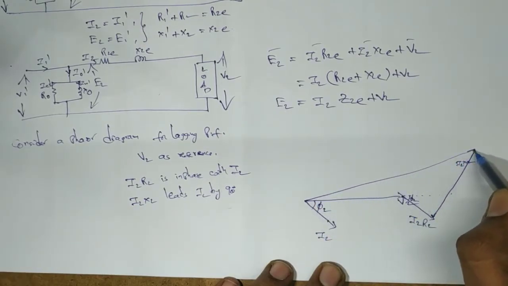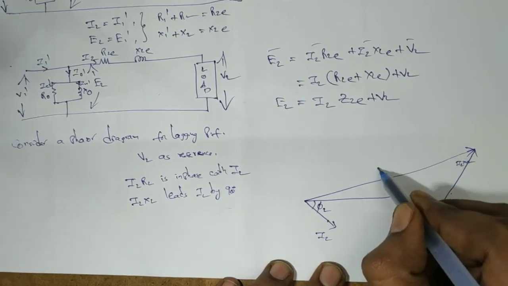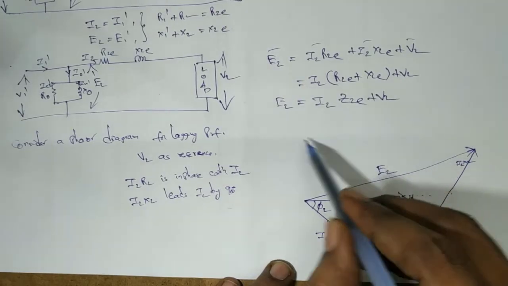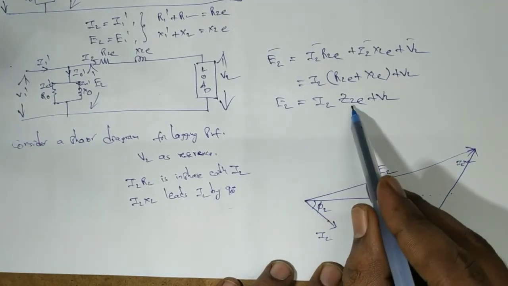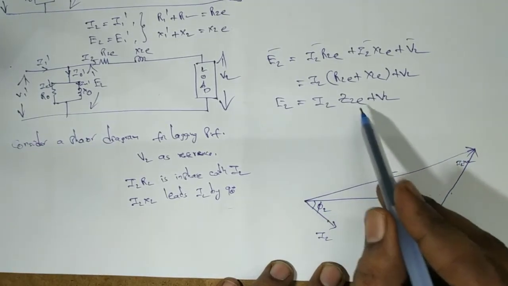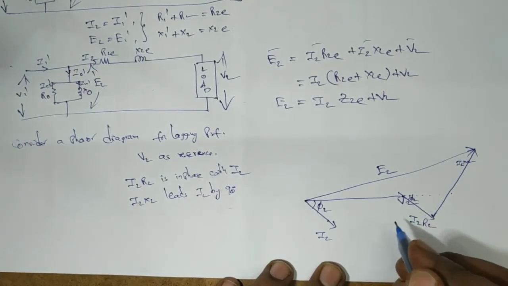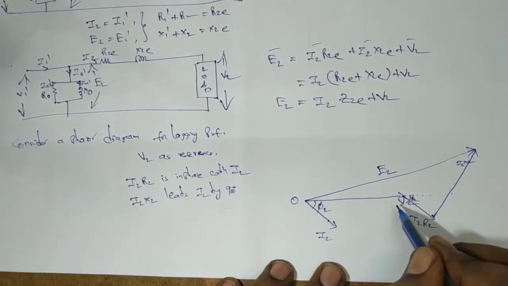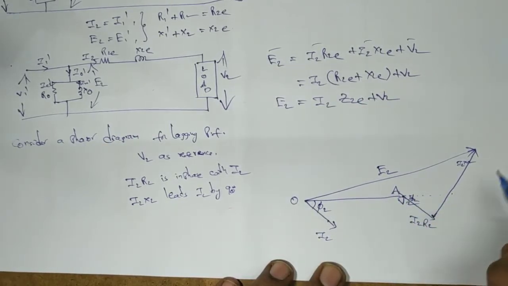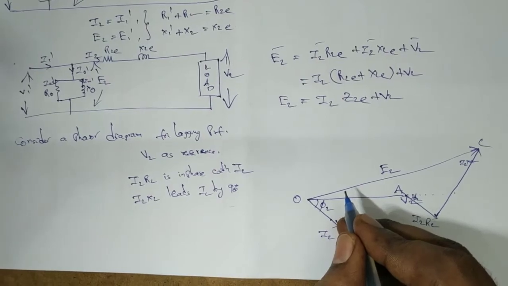Then only we will get this total vector of capital E2, which is nothing but the sum of V2 plus I2 R2E plus I2 X2E. So in order to get this formula, we have to draw the phasor diagram in this way only. Now let us draw the vertices O, A, B and C.